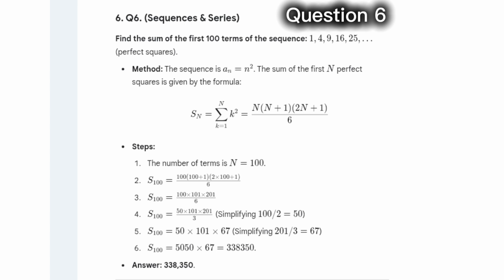The calculation: for the first 100 terms, n equals 100. S_100 equals 100 times (100 plus 1) times (200 plus 1), all divided by 6. This is 100 times 101 times 201 divided by 6. The simplification: we simplify the expression to 50 times 101 times 67.